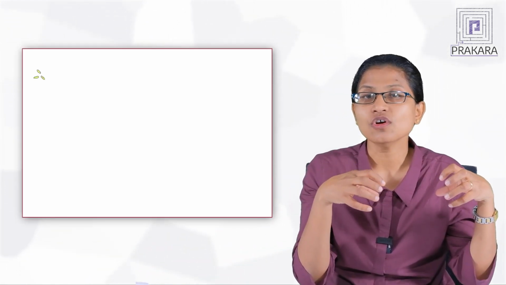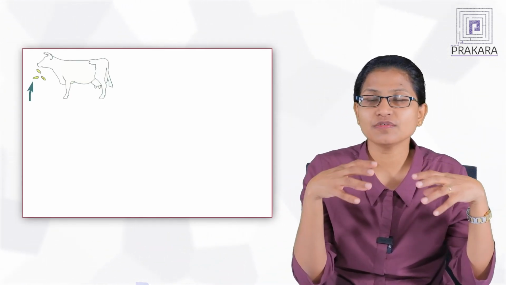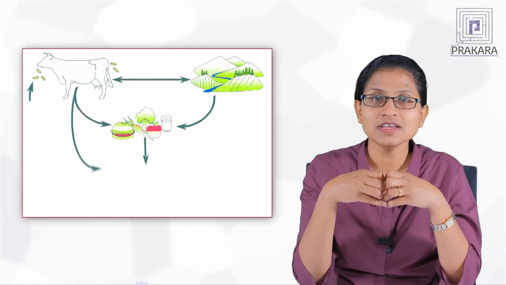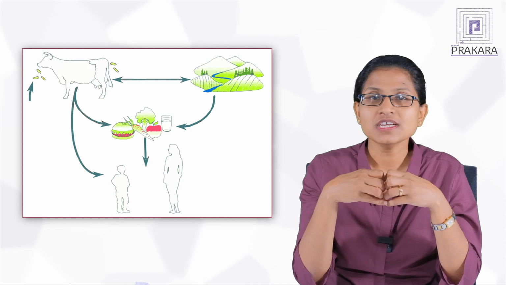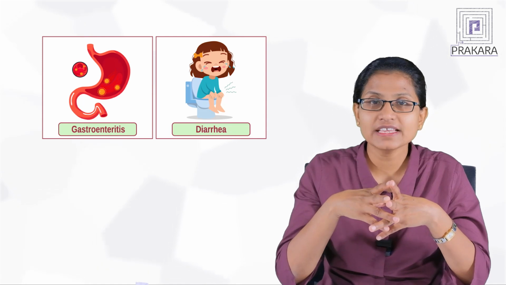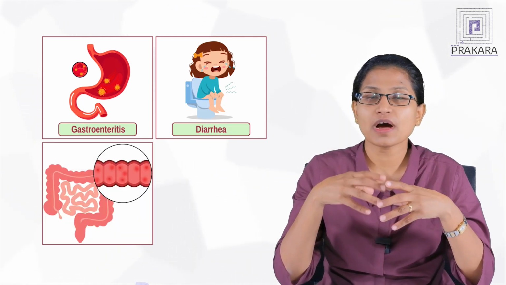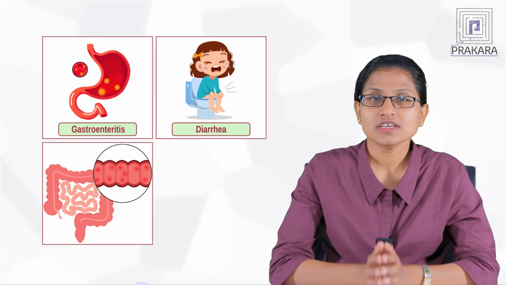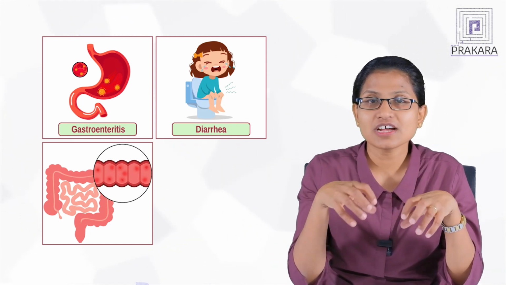These bacteria are transmitted through contaminated food material, especially when food and water are contaminated with the feces of an infected person, and are known to cause different gastrointestinal tract infections like gastroenteritis, traveler's diarrhea, and also inflammatory bowel disease, which is inflammation in the large intestine.